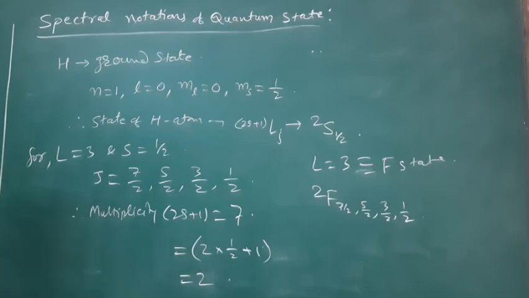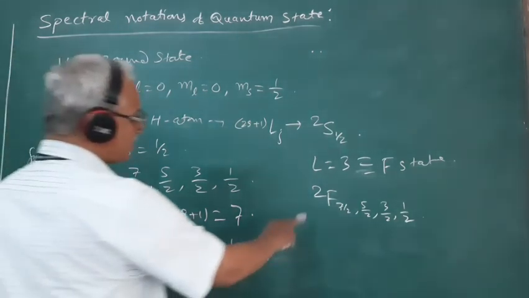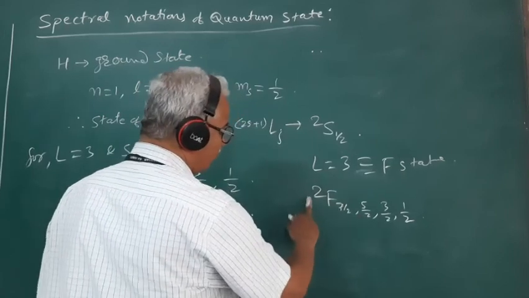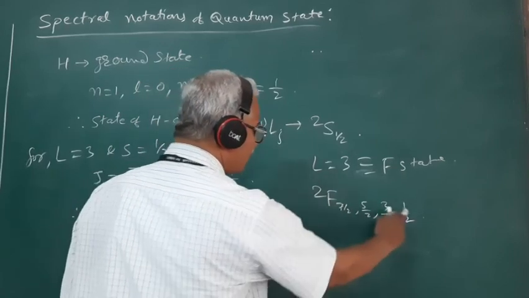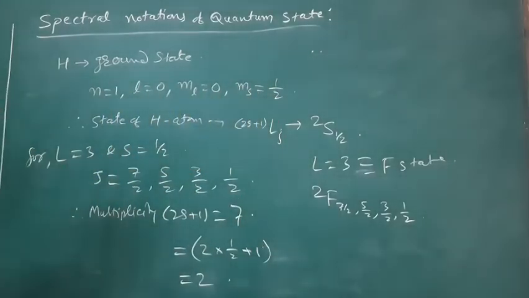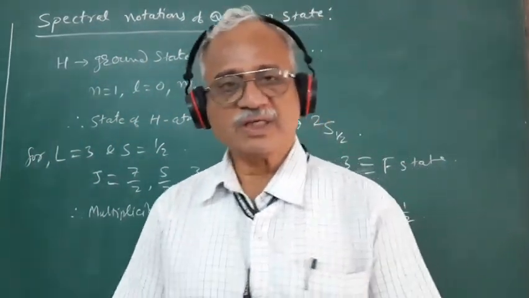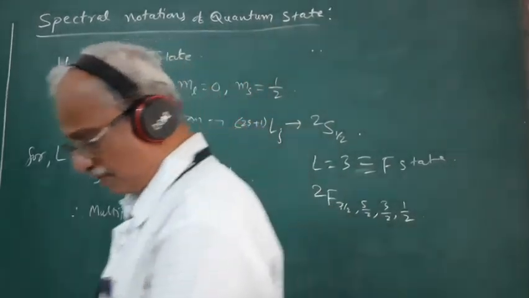And the atomic state 2F 7/2 can be written as doublet F 7/2, or doublet F 5/2. So like that we can read these different states. That is about the spectral notations of the quantum states. Next, we want to discuss the spectra of single valence electron systems. That will continue in the next video. Okay, thank you.